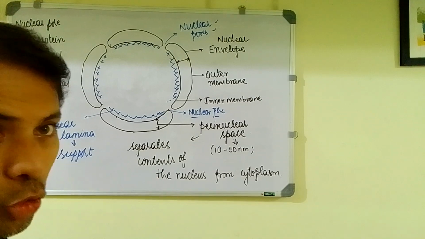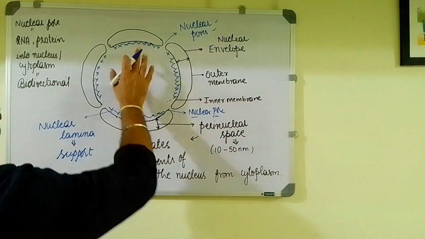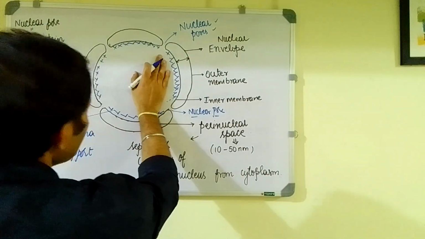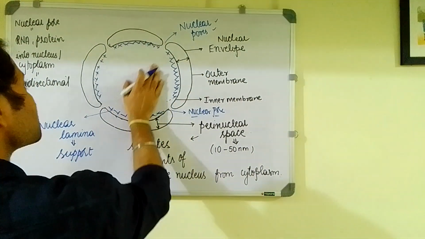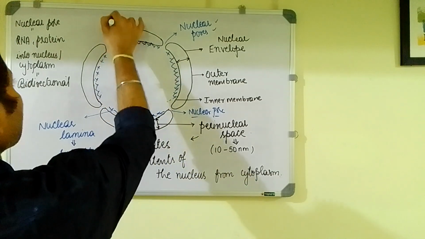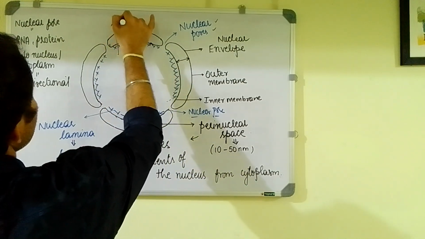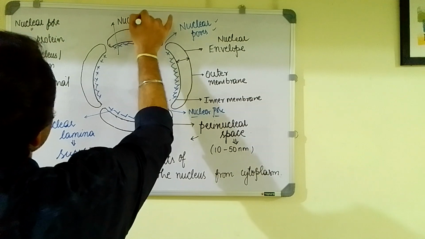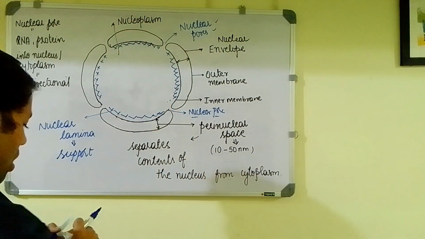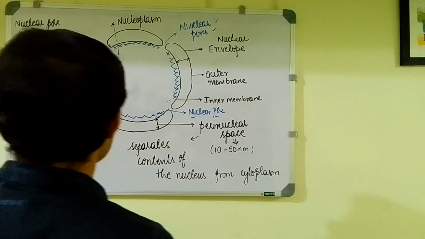Is it clear till here? I hope it is clear till here. Now let us move to inside the nucleus. When you are getting inside the nucleus, the space or matrix that is present inside the nuclear envelope is called nucleoplasm, or it is also called karyolymph.